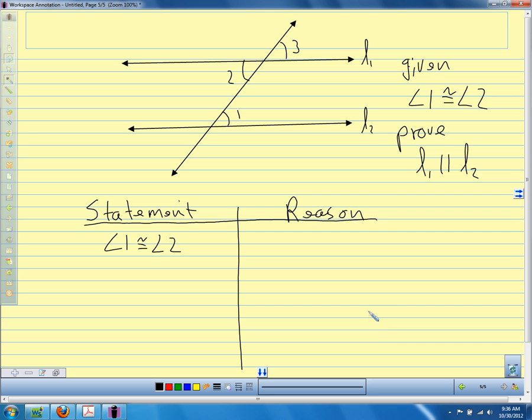How do we know that? Here's your hint. How do we know that angle 1 is congruent to angle 2? It's given. Yeah. So our first reason is given. Now I'm going to say that angle 2 is congruent to angle 3. How do we know that those two angles are congruent? What kind of angles are these two? Vertical angles. Vertical angles, very nice. So these are vertical angles.